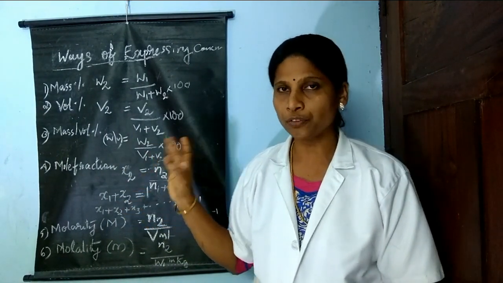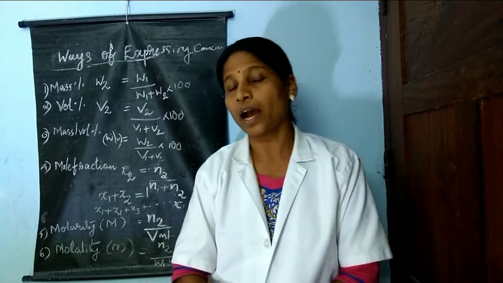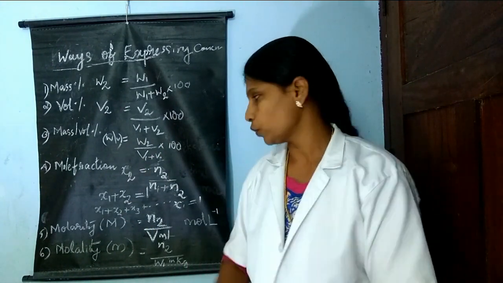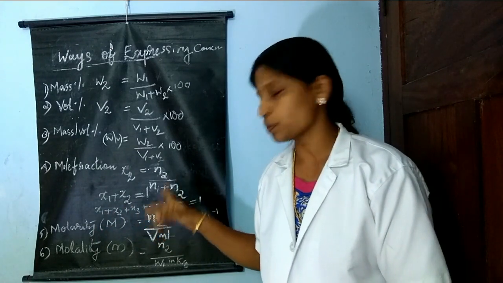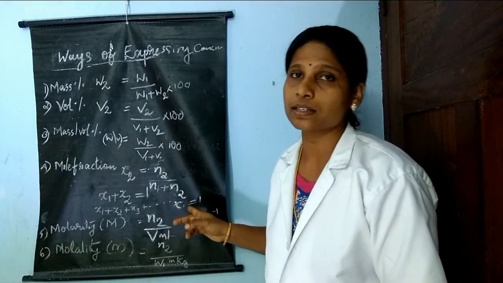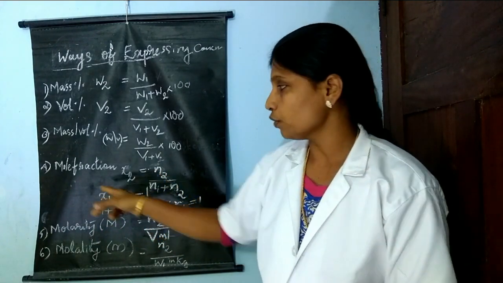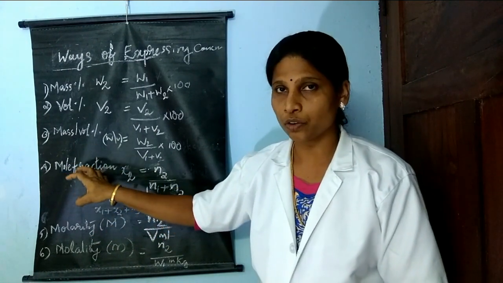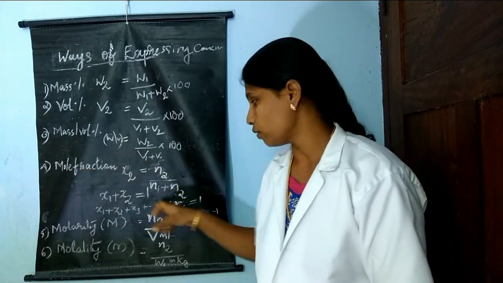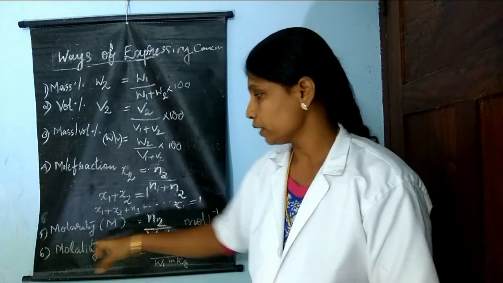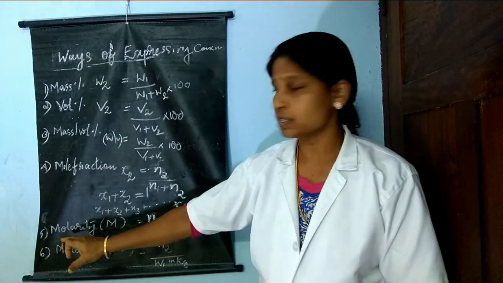For example, if a solution contains n number of components, therefore X1 plus X2 plus X3 plus X4 and so on, up to Xn, is equal to 1. Here, mole fraction means fraction of mole. So, if you add all the fractions, finally the total value will be 1. Then, the fifth method is molarity.